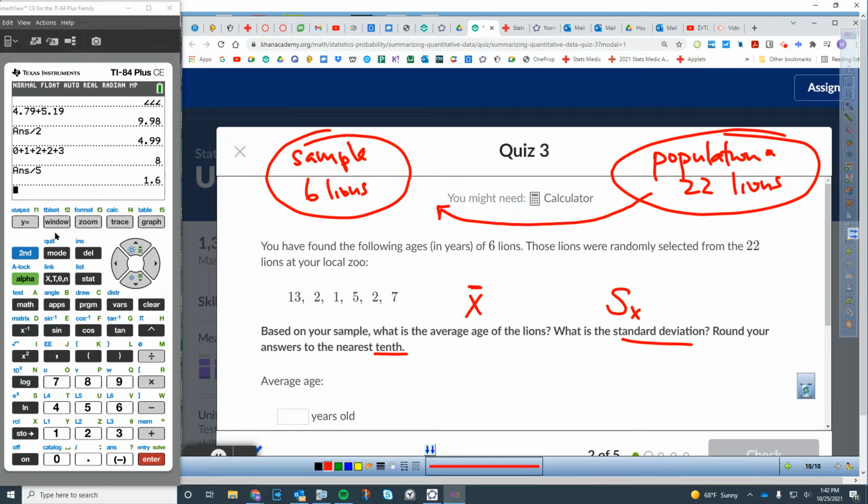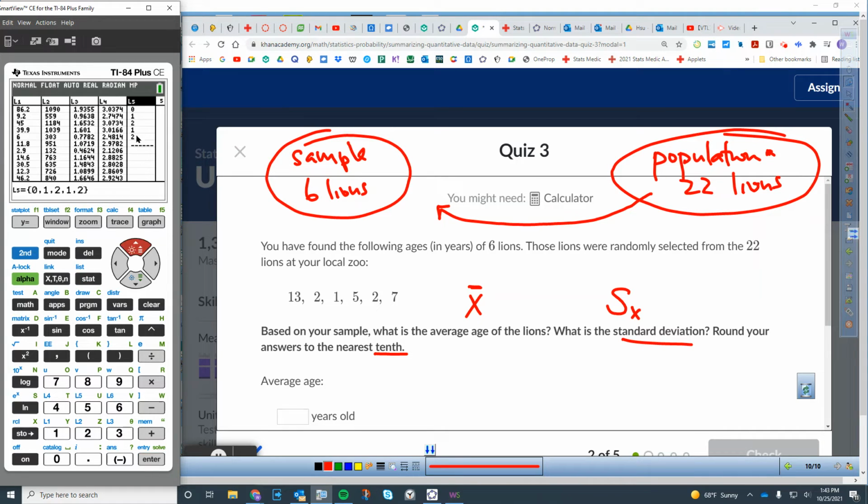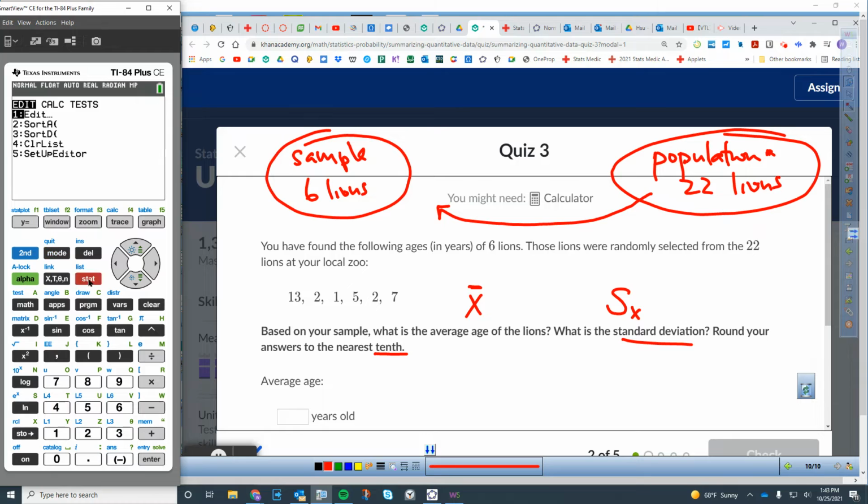Now, the quickest way to do this is this. Go to stat, go to edit, and then highlight list 5, clear it, enter, and then put the data. 13, enter, 2, enter, 1, enter, 5, enter, 2, enter, 7. Then you can go straight to stat, calc, number 1, right? And then we are using list 5.